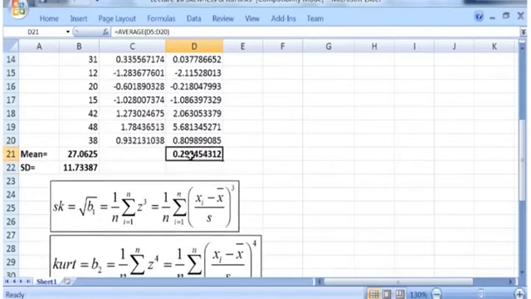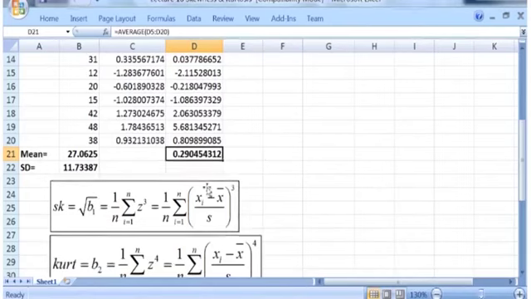Since 0.29 is close to 0, and actually if skewness is close to 0, it means the distribution is symmetric. If it is positive, it means it is positively skewed. Positively skewed means the right tail is longer than the left tail. If it is a negative number, it means the distribution is negatively skewed, and graphically we can say that the left tail is longer than the right tail.